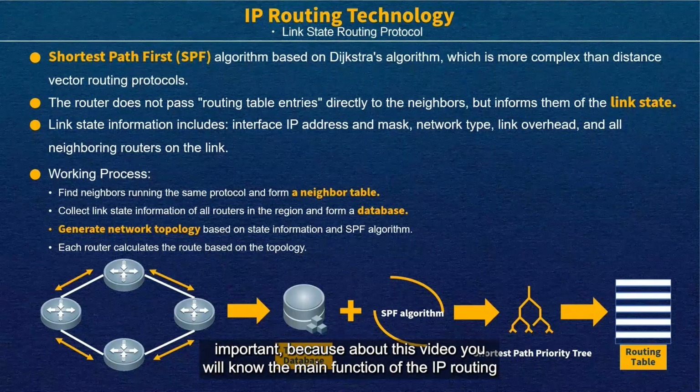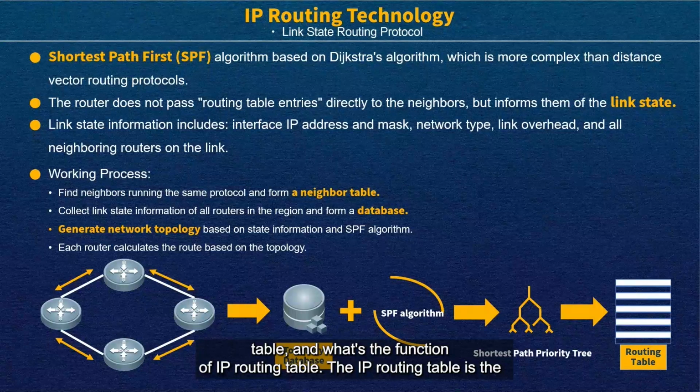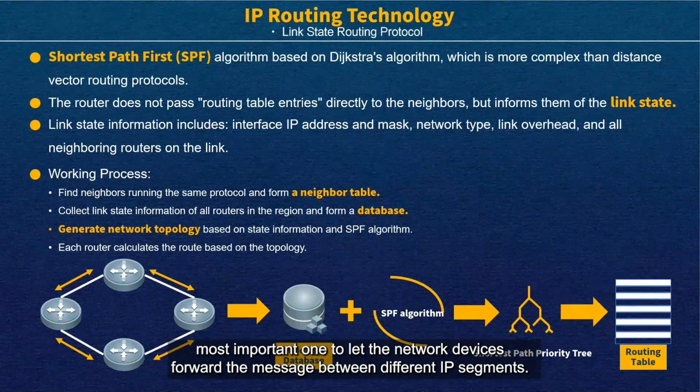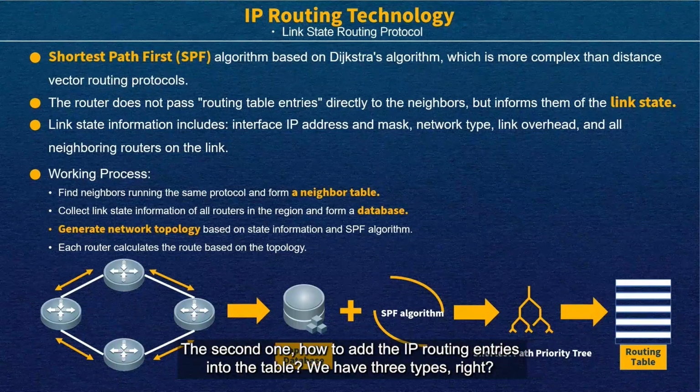That's because in this video, you will know the main function of the IP routing table. The IP routing table is the most important thing to let the network devices forward the message between different IP segments. The second one, how to add the IP routing entries into the table.